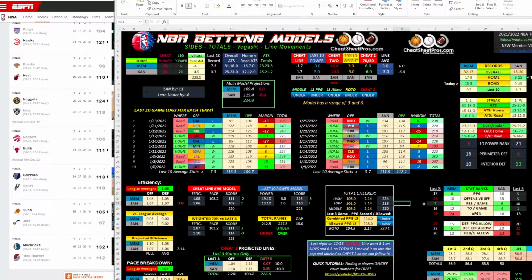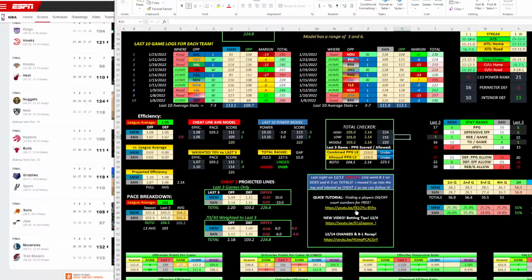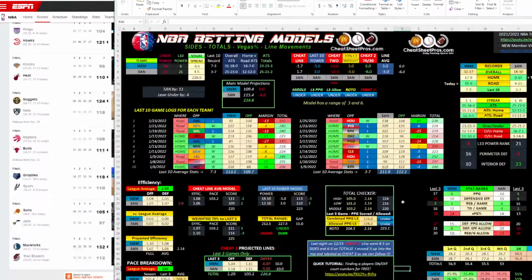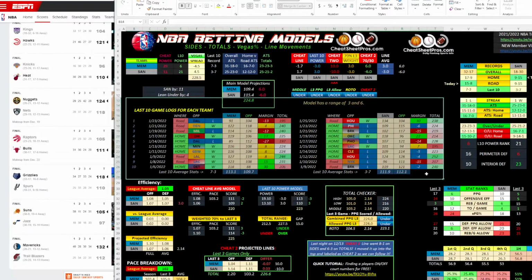Now, you can see there's a whole lot more information on here, but we're going to stick to the basics. If a player is ruled out and you want to know how this team does differently when they are on or off the court, I have a quick tutorial right down here. It says, quick tutorial, finding a player's on-off court numbers. It's a free website you can go to, plug them in, and take a look at it. It does take some time to look into, but I have a tutorial because that's one of the biggest questions that people ask me.